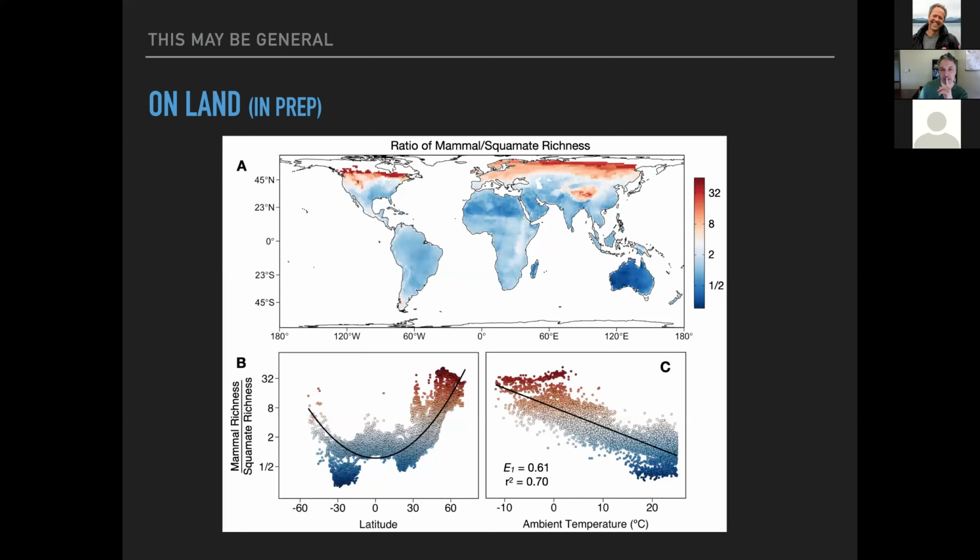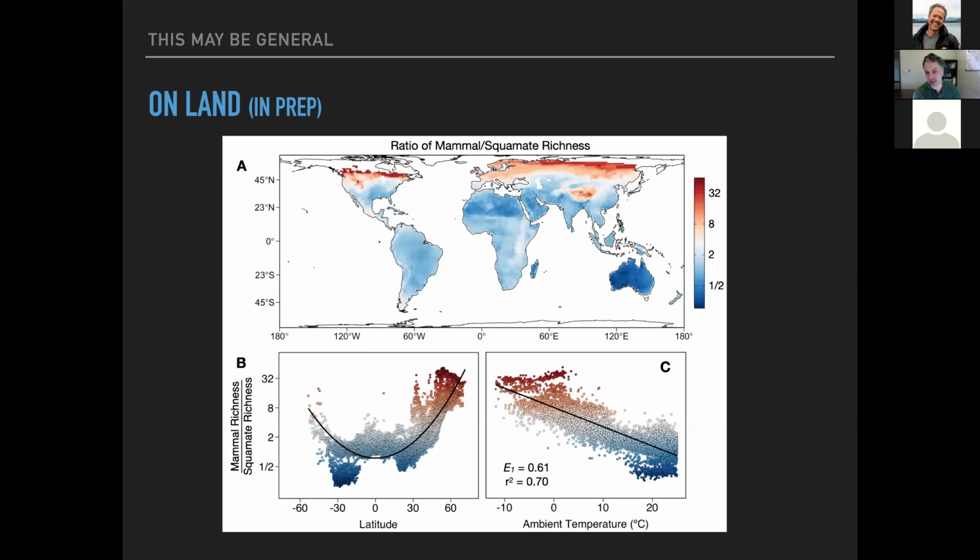And conventionally we think of everything peaking in the tropics. But when we actually plot this relative measure, this ratio, we see another really consistent pattern, which is a really clear shift in relative diversity from endotherms dominating the cold to ectotherms in the warm. And it's related to temperature. You can see in the upper panel the Himalayas are bright red, a higher elevation area. And so if I plot it, we see the same shift with latitude that we saw in the ocean, and the same shift with temperature.